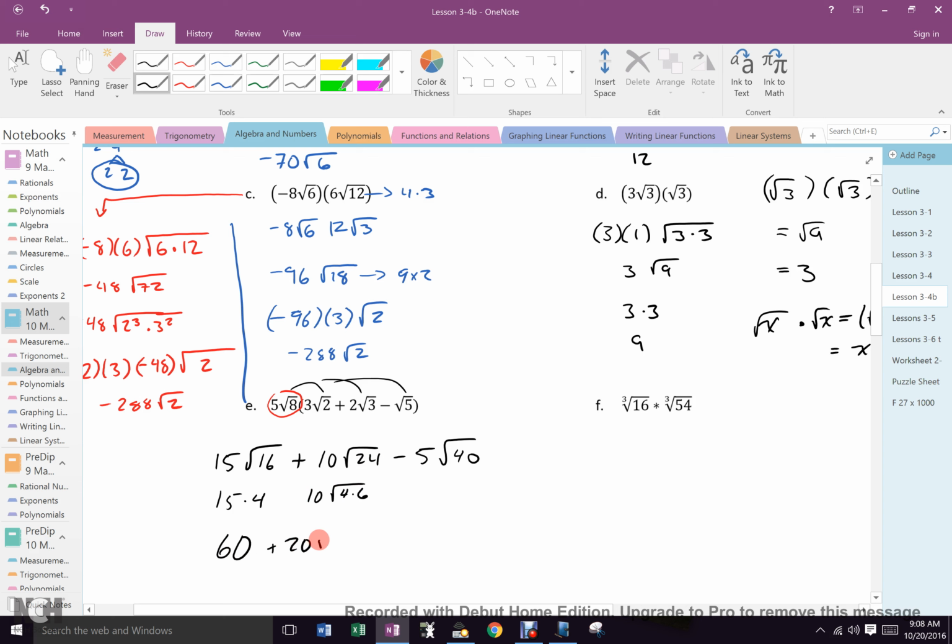Plus 20 root what? What did I leave under there? 6. What's this? 4 times 10, isn't it? What's the square root of 4? So what comes out? What was out there? So this becomes negative 10 root 10, right?